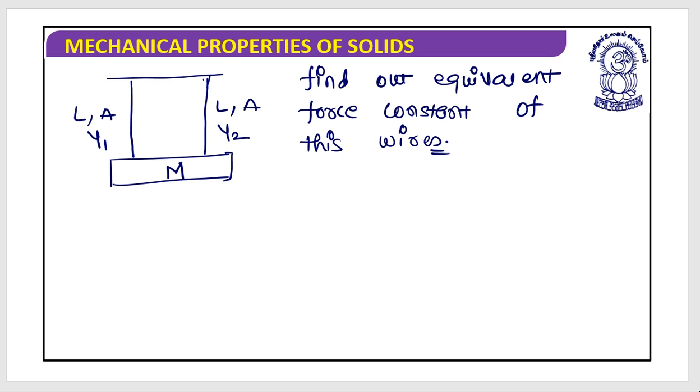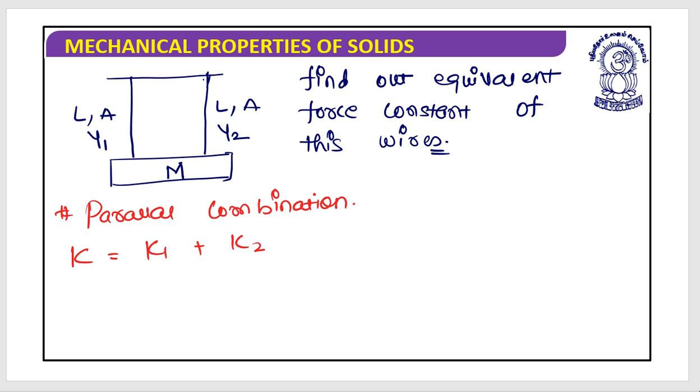First, do these two wires connect in series or parallel? Yes, they are connected in parallel combination. So when they are connected in parallel, K equals K1 plus K2, while the force constant K equals YA by L. When I say force constant, this is equal to Y into A divided by L.